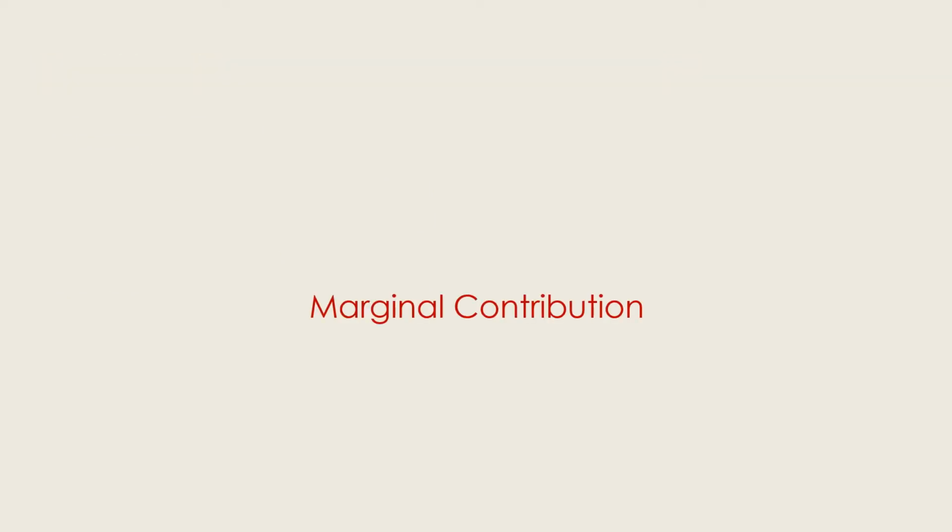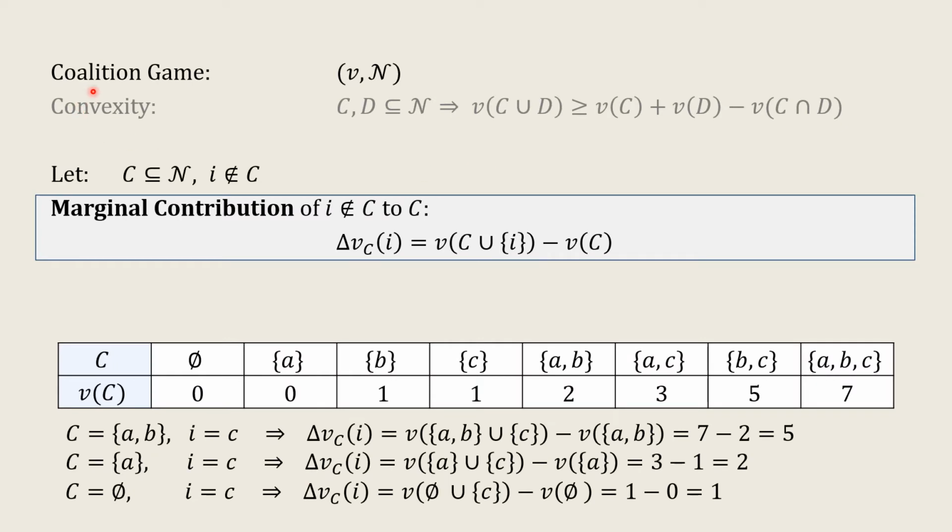Marginal contribution. Now we have a coalition game, (N, v), and the coalition need not be convex. Marginal contribution, this definition, will hold for any coalition. But let's keep in mind the definition of convexity anyway, because in this lecture we shall be dealing mostly with convex coalitions. Given any two subcoalitions C, D of N, v of C union D is always greater than or equal to v of C plus v of D minus v of C intersection D.